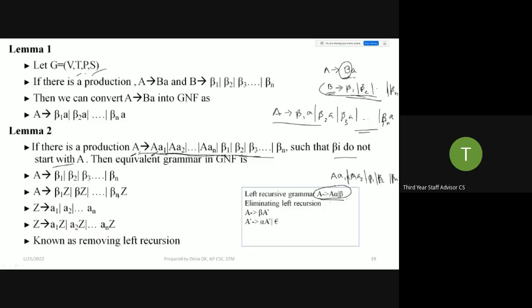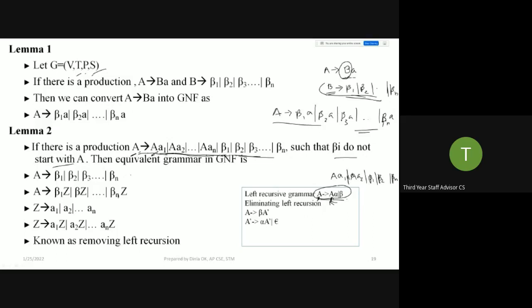So we have to eliminate this kind of production. That is known as elimination of left recursion. So how can we eliminate this left recursion? Left recursion means that the term that appears on the left also appears on the right side, and that is most probably when left recursion occurs. So how can we eliminate this one?